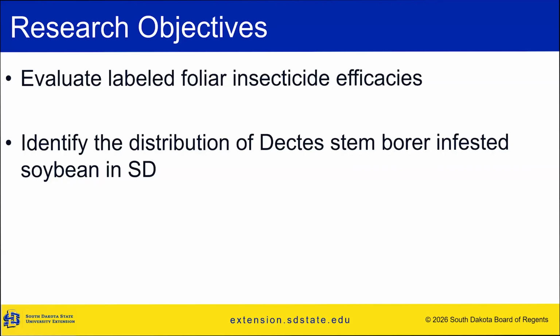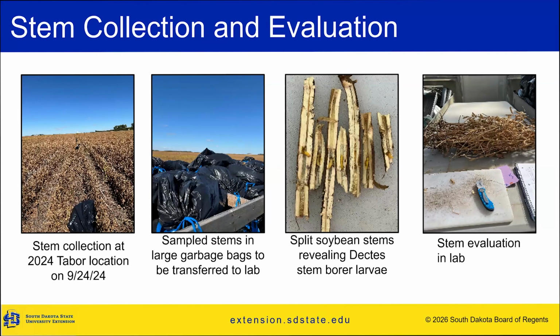And then the second part of the research that we did was trying to identify where these Dectes stem borer are the worst in South Dakota. And so we planted our plots out in the fields. We went to farmer fields with a recent history of having Dectes stem borer infestations. We planted, we managed when we started to see the Dectes stem borer, and then at the end of the season, we went out and pulled a lot of soybean stems, threw them in garbage bags, and brought them back to the lab to split them because we were looking to see how many had the larvae present. I'm not going to show that data, but it essentially lines up with our yield data, because the fewer larvae we had, the higher the yields were.